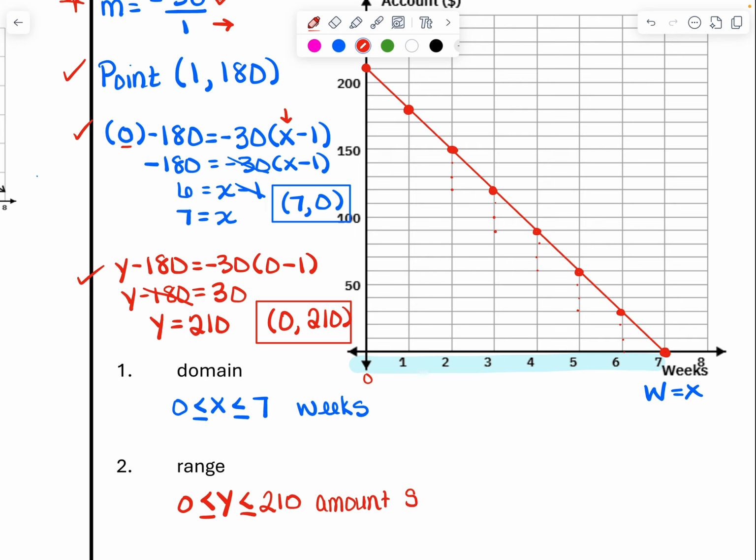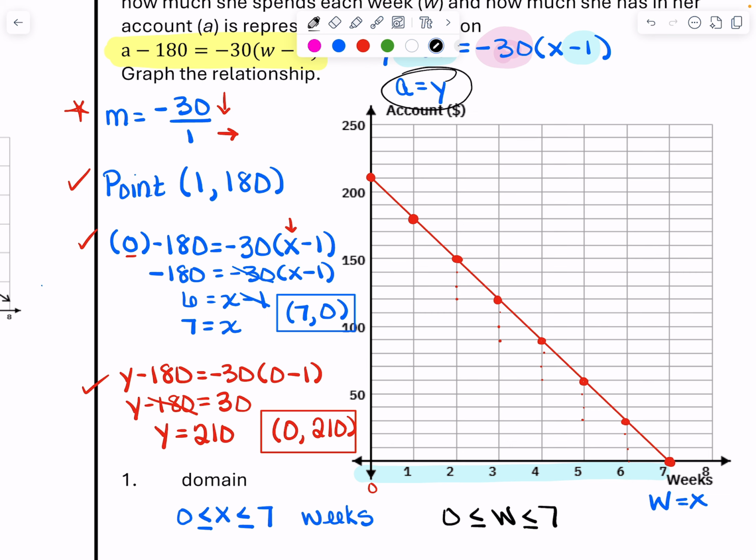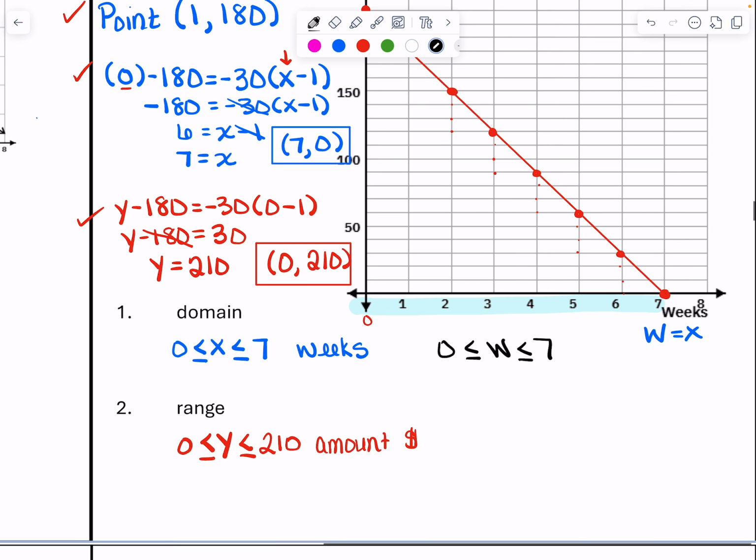So don't forget though, we switched it to X and Y. They had W and A. So this is where I'm actually going to go back, change it back just in case my answers are using their variables. 0 is less than or equal to W, less than or equal to 7. Y was originally A. So I have A is greater than or equal to 0, less than or equal to 210.